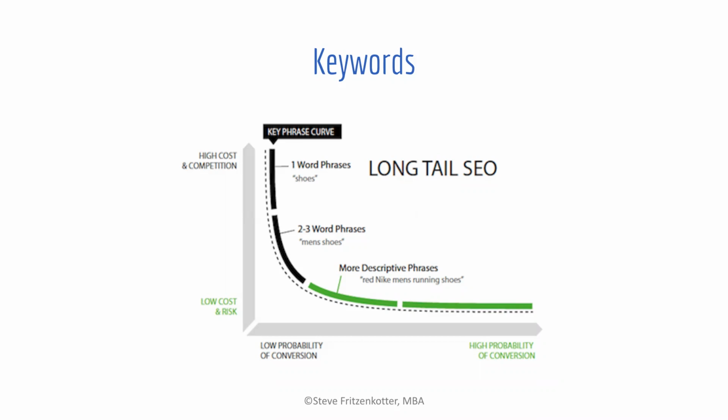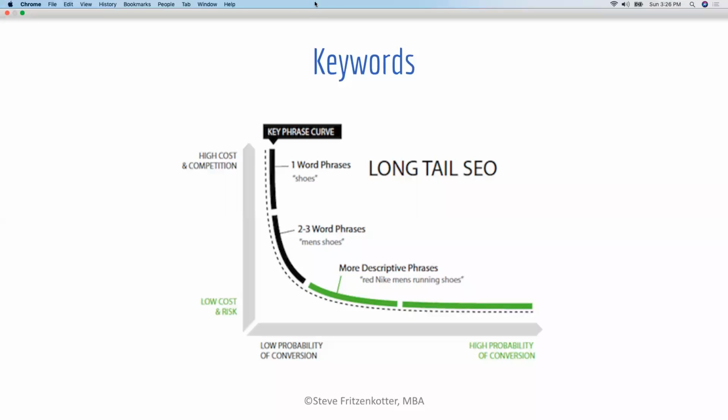This chart shows you on the right-hand lower part of the screen, higher probability of conversion, but there's less audience members. So that's sort of a trade-off you're going to have with long-tailed keywords.